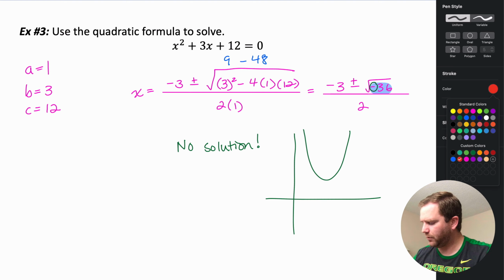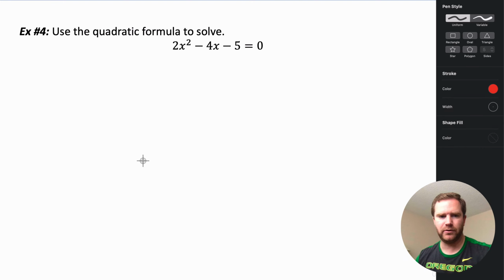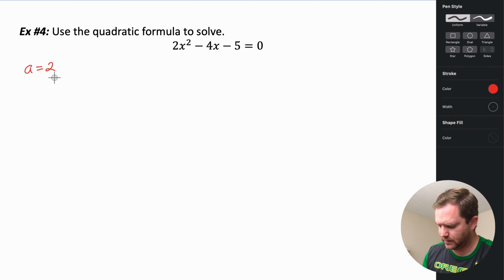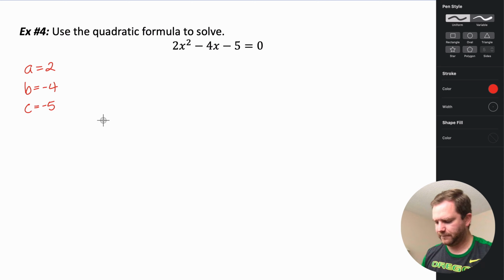All right, so let's look at one more of these. Use the quadratic formula to solve. Again, it's in standard form, so we should be good to go there. So let's just jump in to using the equation. So A is 2, B is -4, C is -5.